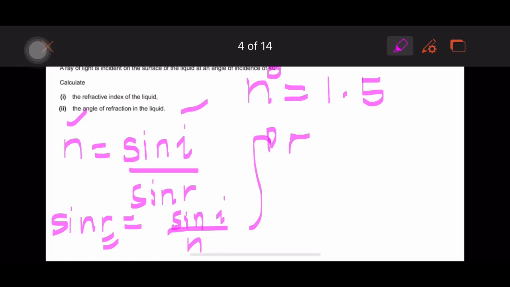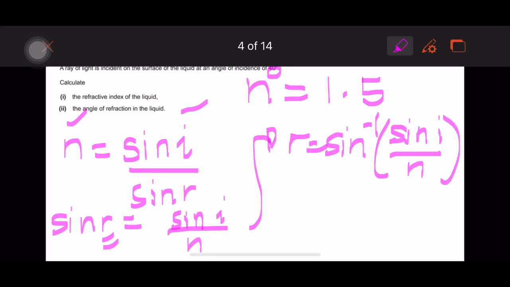Then r will become the inverse sine of sine i divided by the refractive index. You're going to divide sine i by n first before getting the inverse. So sine i is sine 40 degrees, divided by 1.5.